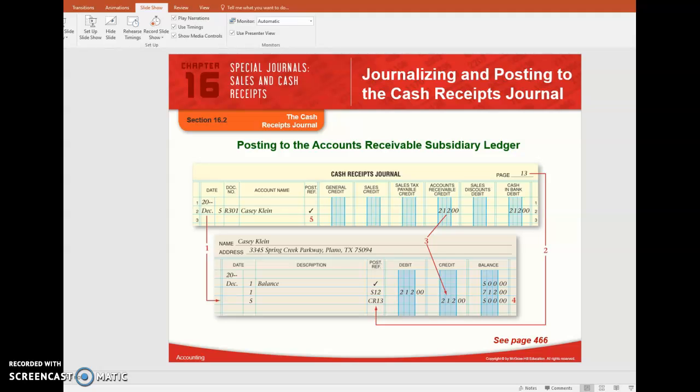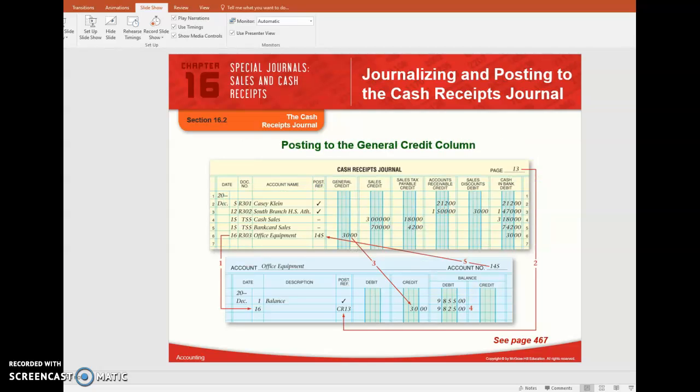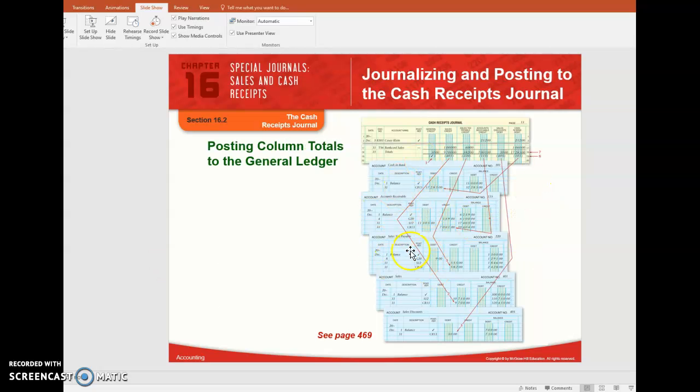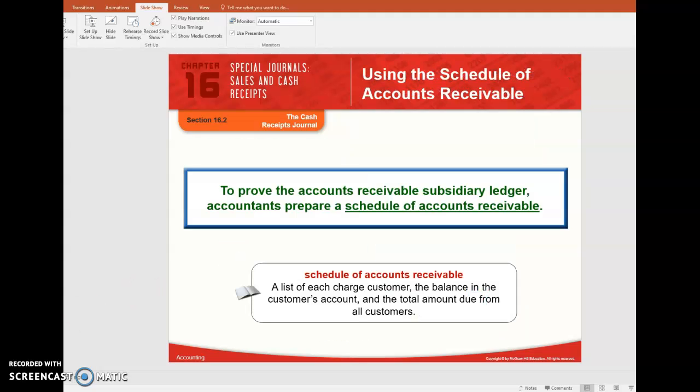Then they're just showing you again how you would post certain things. What's going to happen when you have a name here and you see this, you would go to Casey Klein, but then you're going to go to accounts receivable for the total at the end. Anything in this general column you would post individually to whatever you wrote here. Like they're showing you office equipment. You would go to office equipment and post it as a credit, things like that. And this is just showing you all this posting. So posting's not new for us.